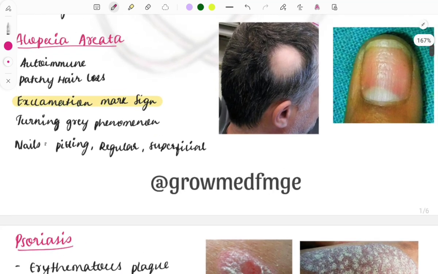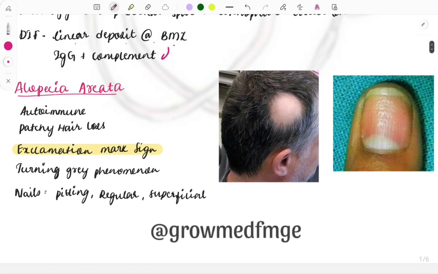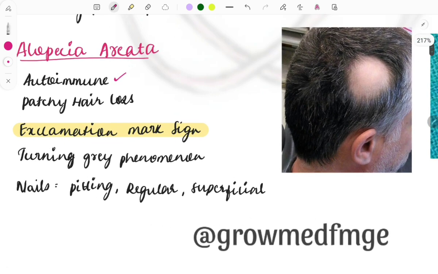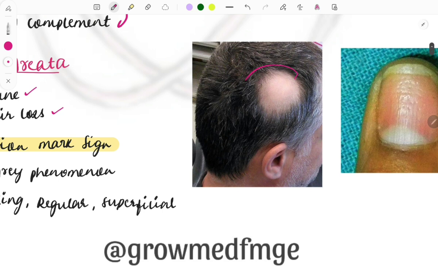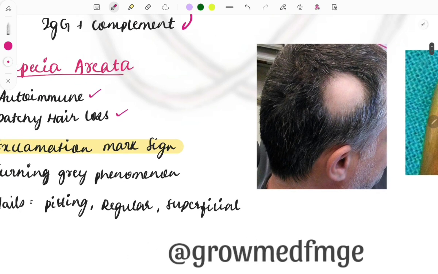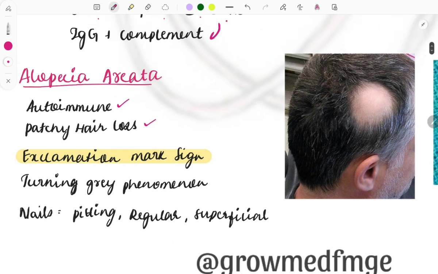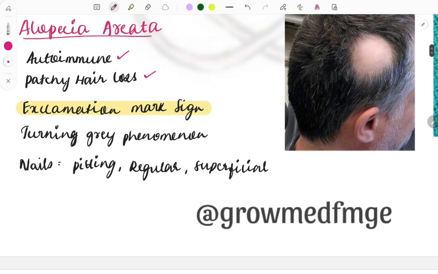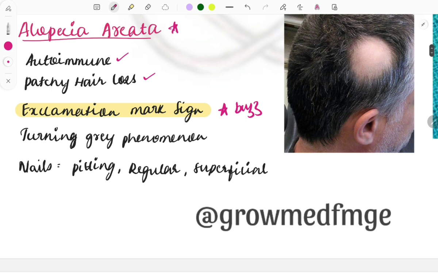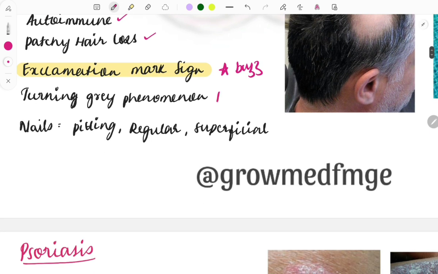Then moving on to another important topic, that is alopecia areata. So this is also an autoimmune disease, and what happens in this is there will be patchy hair loss. As you can see here, only a segment of the hair is lost in the patient, and this is called patchy hair loss, the clinical feature seen with alopecia areata. Another most important thing is the exclamation mark. You can say it is a buzzword or the hint word which can be given in the question. So whenever you see this exclamation mark sign and alopecia, then 100% the answer will be alopecia areata.